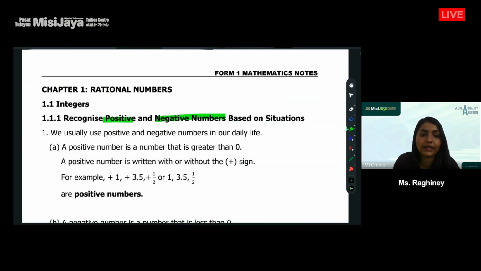A positive number is any number that is greater than 0. What are some examples of numbers greater than 0? Numbers like 1, 2, 3, 4, and so on. These are all positive numbers. A positive number is written with or without the plus sign, which means that if I write it like this, it is positive 1, but this is also positive 1. I didn't write the positive, it's just understood. You don't always have to write it. Like positive 3.5, or I can just write it as 3.5, no issue. Or positive 1 over 2 and 1 over 2. They are the same. These are all positive numbers.